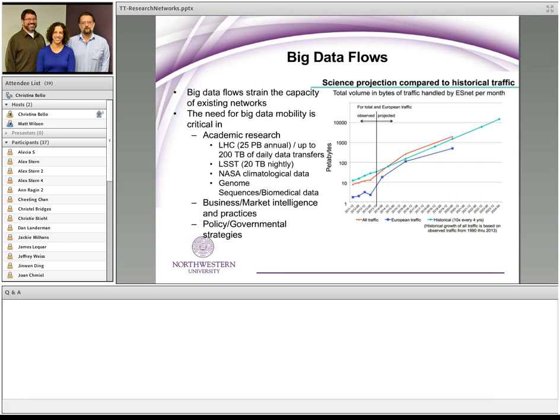The LSST, which stands for the Large Synoptic Survey Telescope, that is currently being built down in Chile, will need to transfer about 20 terabytes of observations from the plateaus of the Atacama Desert all the way up to the University of Illinois at Urbana-Champaign, 20 terabytes nightly. That's a big amount of data to be transferred at regular intervals. NASA maintains humongous databases of climatological data, from observations by weather satellites and stations, and from modeling.